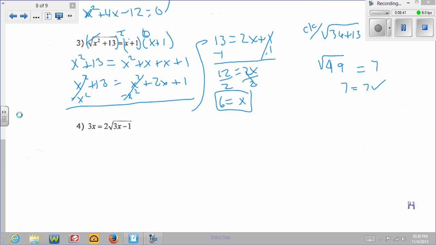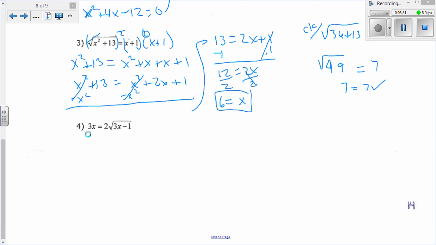For number 4, again, is the radical by itself? And in this case, yes, it is, because I'm not adding or subtracting anything there. Oh, I guess it didn't change the pen color. Oh, well. Square both sides.